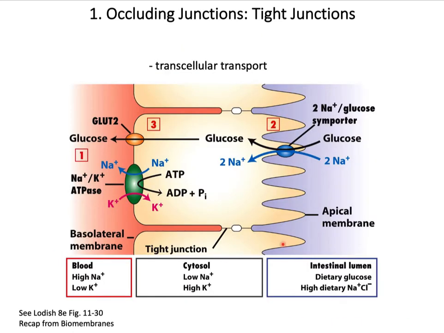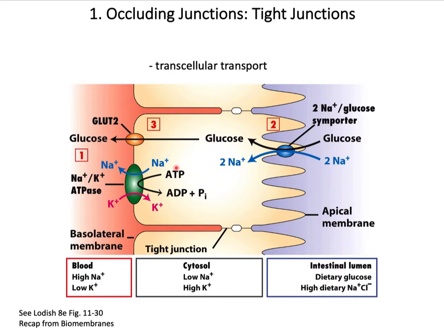Another really important role of the tight junction is in transcellular transport, and again, we saw this when we were studying membrane biology. You will remember this example, the figure showing the transport of glucose from the intestinal lumen, which is on the apical side of the epithelial lining of the intestine, all the way across the cell, and then release of the glucose to the basolateral side of that epithelium. This is known as transcellular transport.